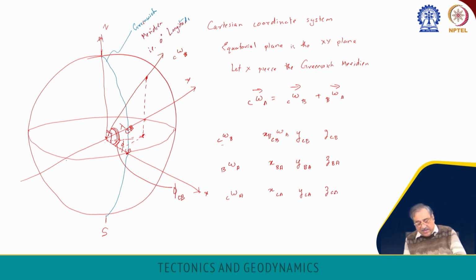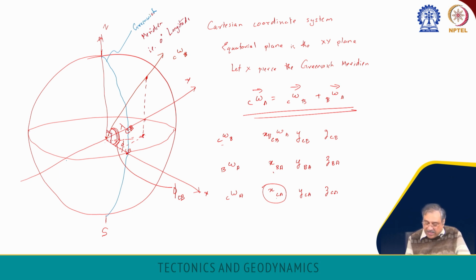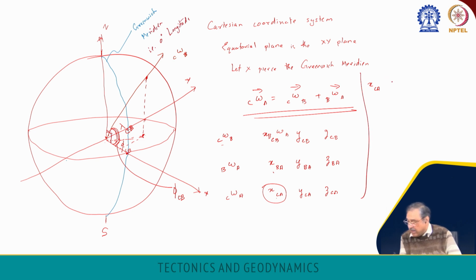Now, since we are representing this as Cartesian coordinates, then the total x ca value must be the sum, because we've got this relationship already here. So x ca must represent the sum of the x coordinate components of omega AB as well as the x component of omega BC. In other words, x ca can be written as the sum of x cb plus x ba.